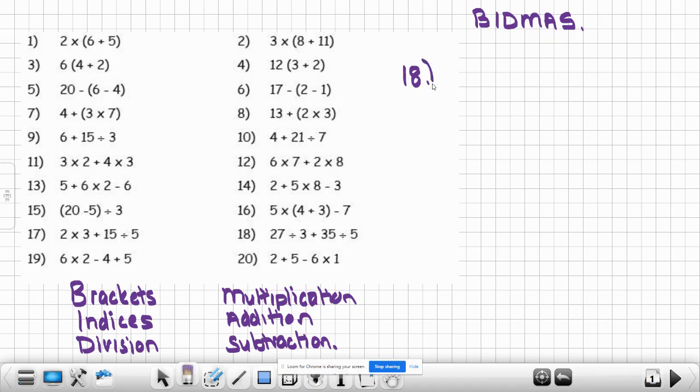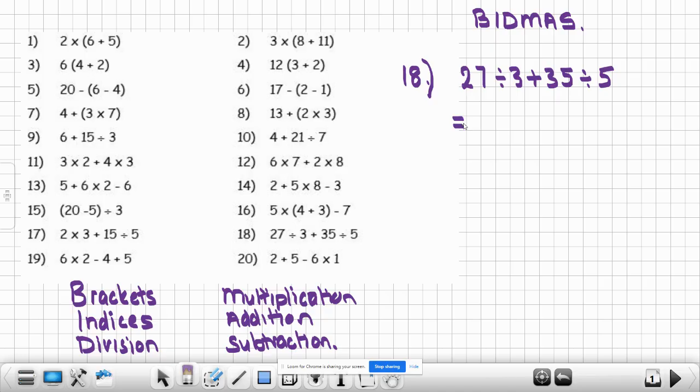Question 18. We've got 27 divided by 3 plus 35 divided by 5. Okay, so we've got 2 divisions in this and an addition, and the divisions come first. Now, you can do both divisions in one go, but if you're feeling like you want to take it step by step, then you can do one at a time. It's fine. So I might do it both ways just to show you.